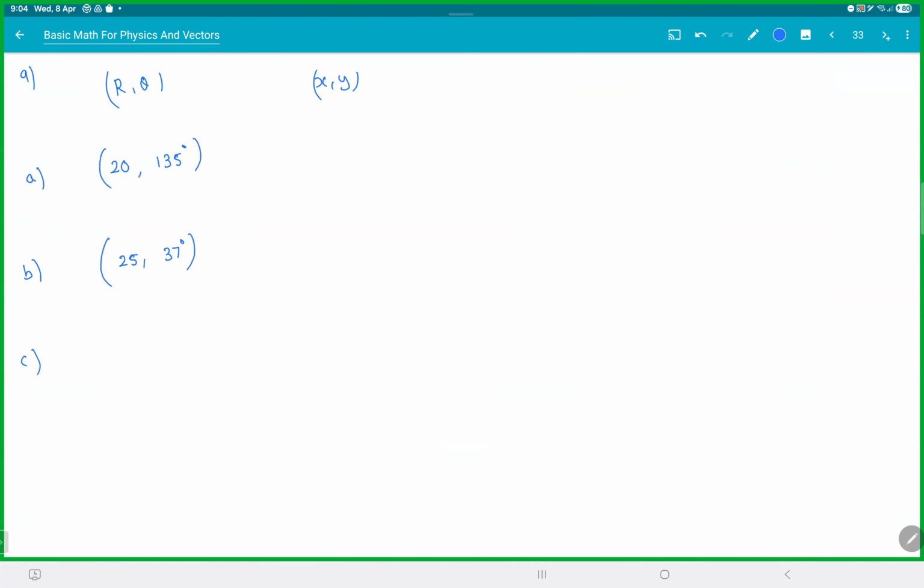Let's get this thing. So 20, 135, what is x and y? What is x and y? Let's say this is root 3 and minus 1. What is r and theta? There, get me these four.